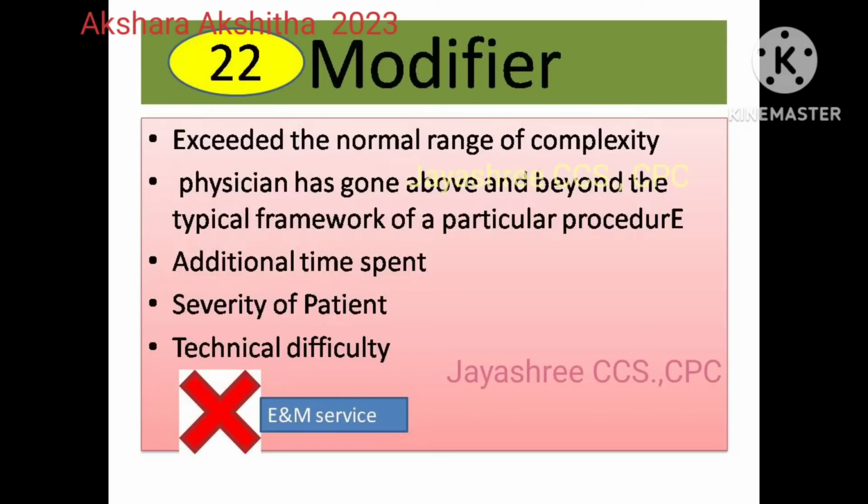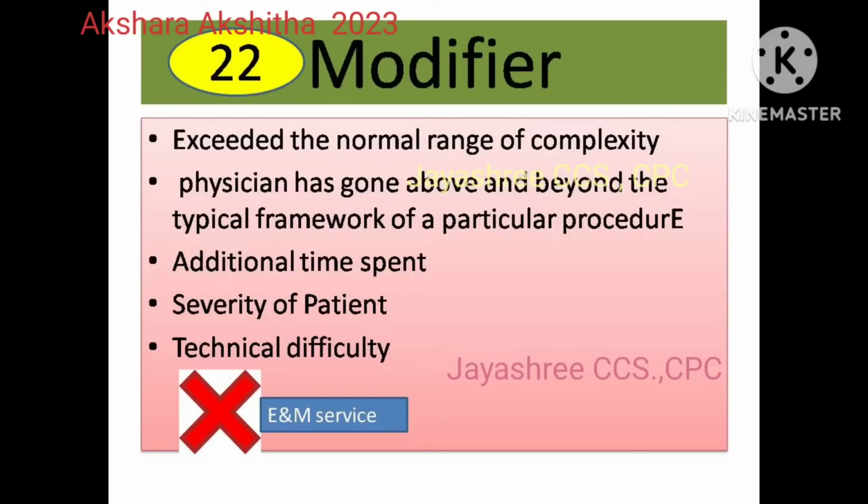The next example is severity of the patient. During the procedure, the patient may get heart rhythm changes, the patient is obese, or any bleeding. So the patient may get some complications during the procedure, and for that reason the doctor extended the procedure. Then technical difficulties. With all these things, the doctor may increase the hours, or the doctor will feel very much the complexity of the procedure.